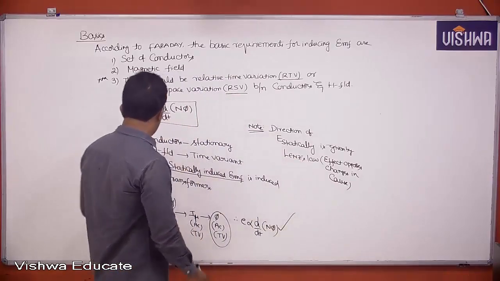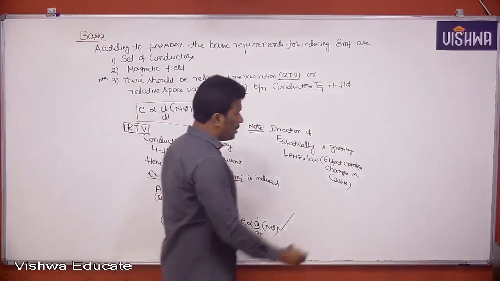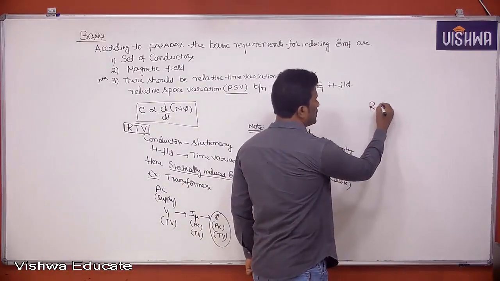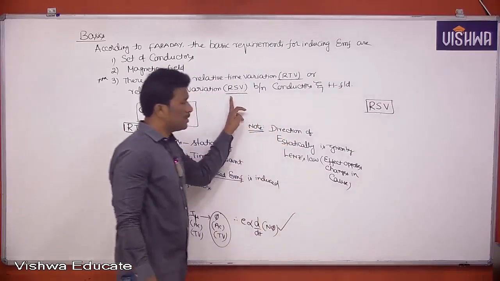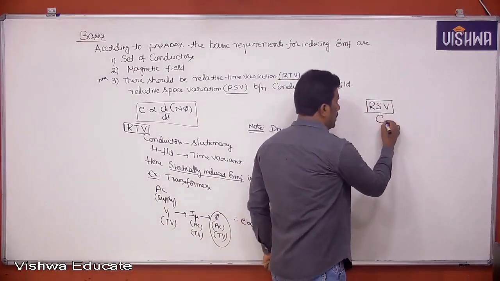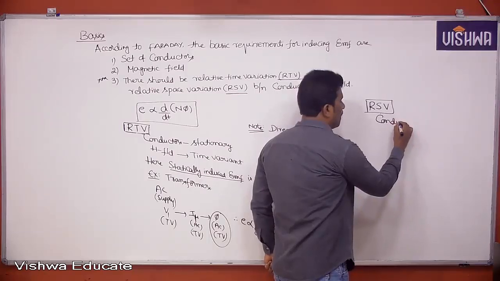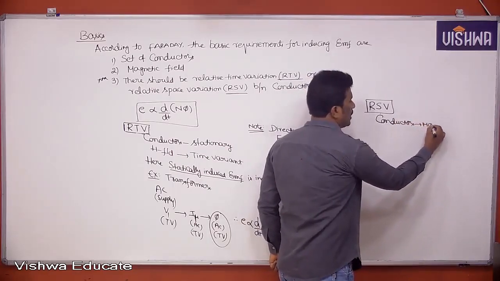Next, this was about RTV, relative time variation. Now let us discuss RSV, relative space variation, the second one. In relative space variation, conductors are moving.